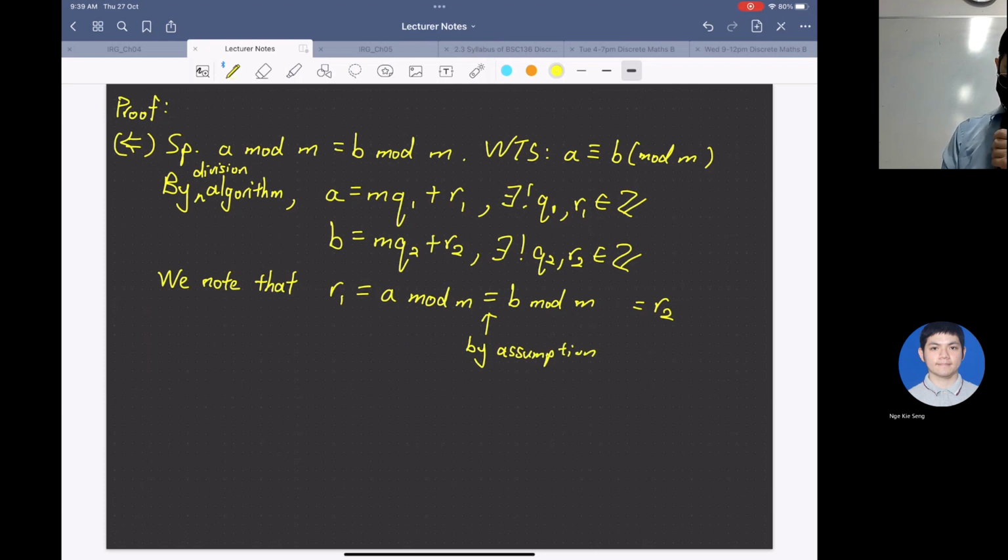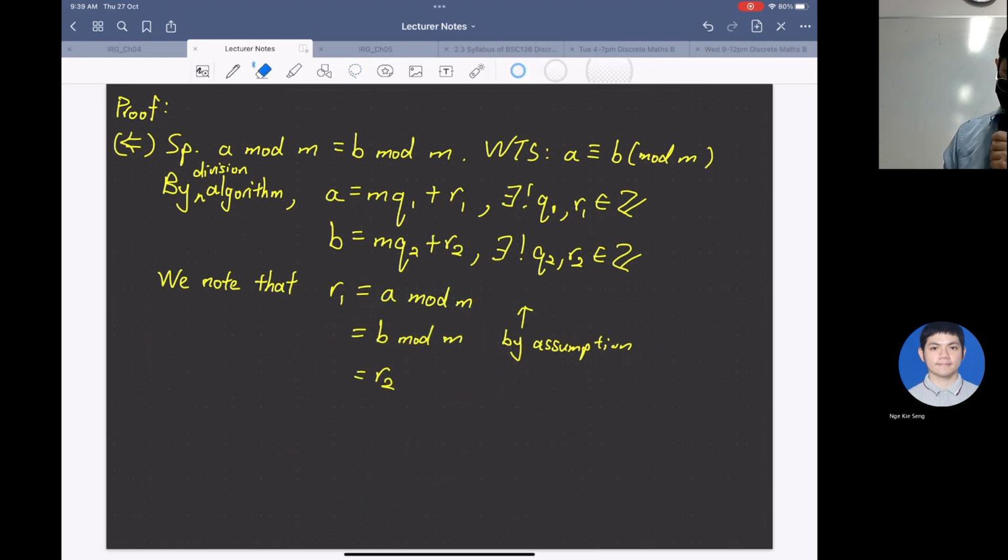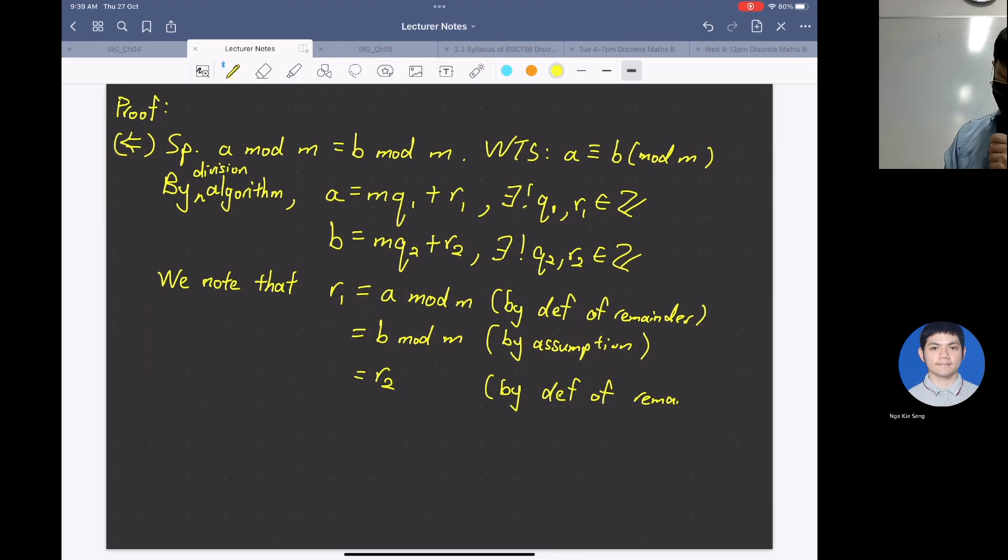Maybe I wrote it vertically so that it matches what we did before. So I explained this. Actually we have that r1 equals r2 by this assumption here.